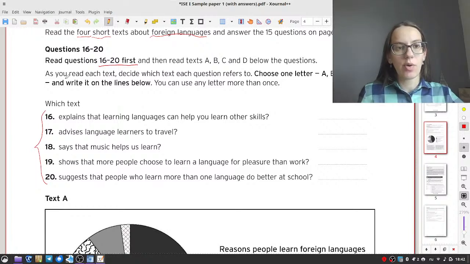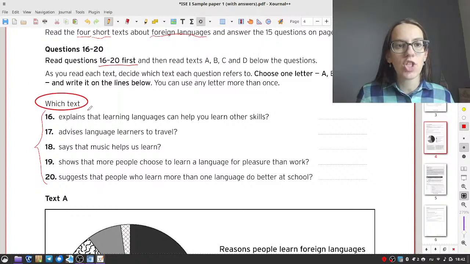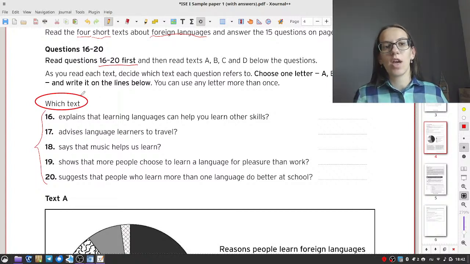Look at how the questions start. They all have a common beginning. Yeah, if I maybe draw a little circle here. Yeah, which text? It's a common beginning of all the questions. Which text explains that learning languages can help you learn other skills?